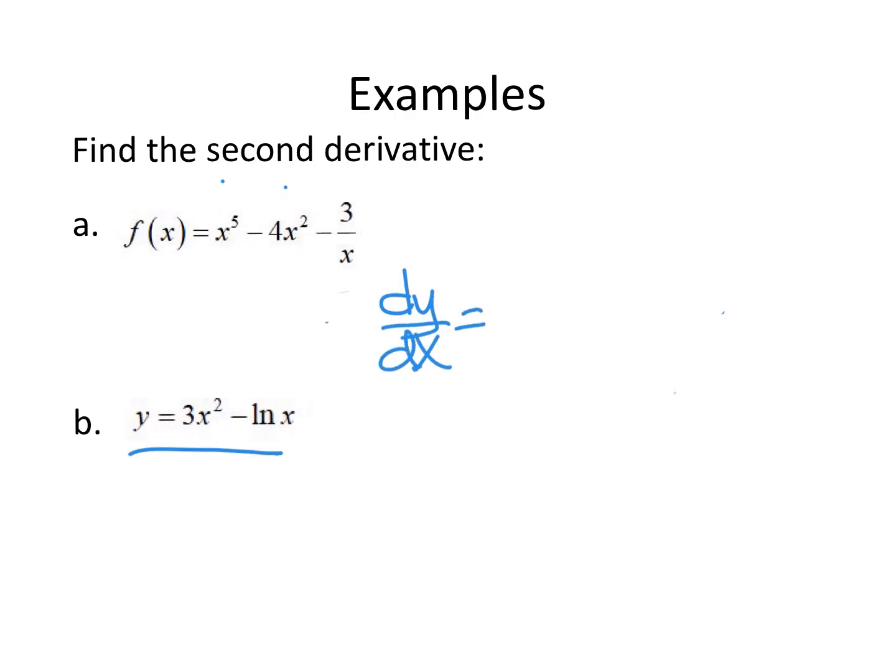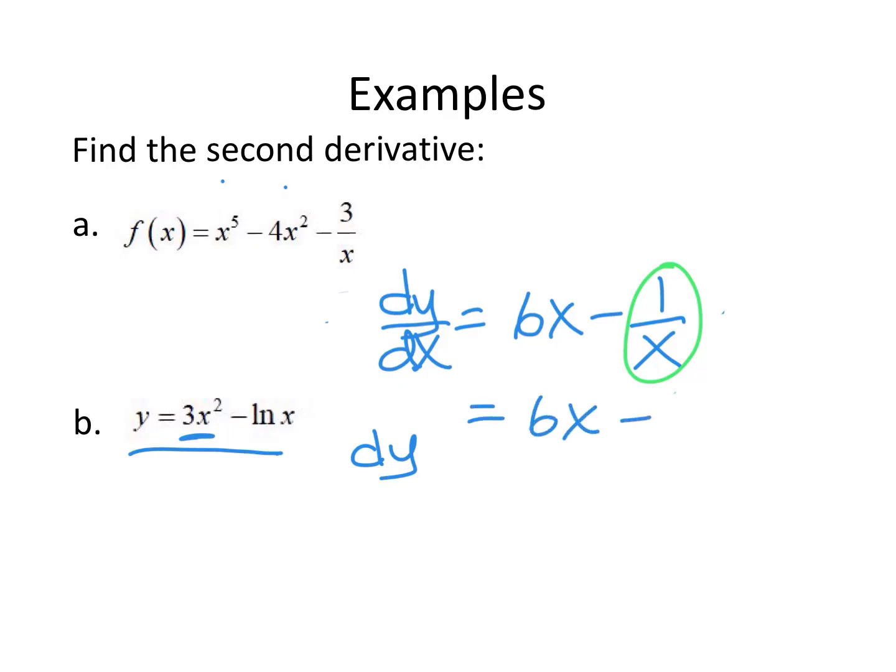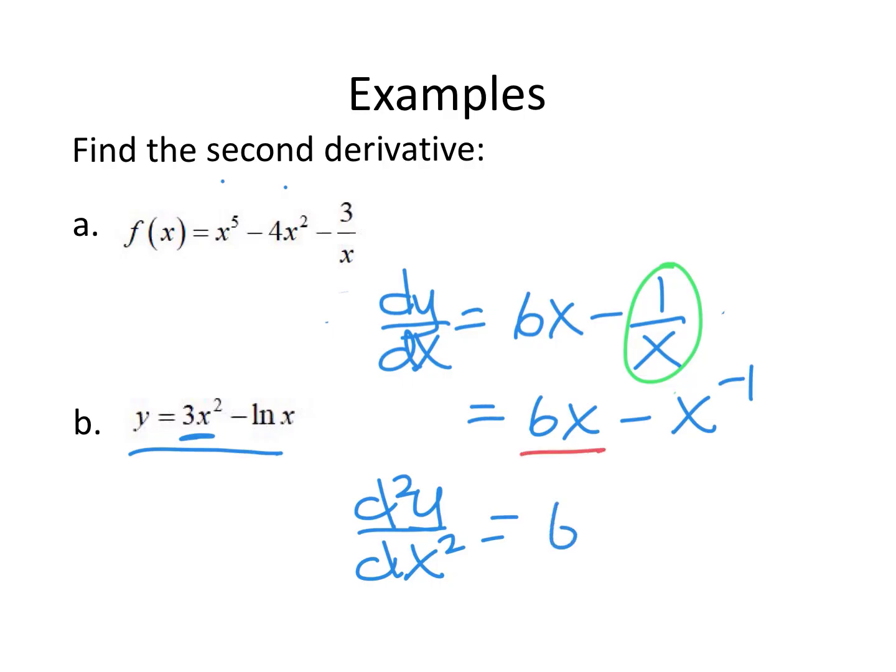So dy dx is going to be the derivative of the first term, that's going to be 2 times 3, that's 6x. And then the derivative of natural log is 1 over x. Now I'm taking the second derivative, so I'm going to need to take the derivative of this 1 over x term, and so it's going to be helpful if I rewrite that as 6x minus x to the negative 1. Now we're ready to do the second derivative, so I'm going to have d squared y dx squared. The derivative of this 6x is just 6. And the derivative of the x to the minus 1 gives me plus, because I have a negative 1 times the negative, x to the negative 2.